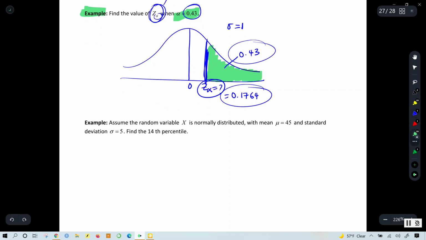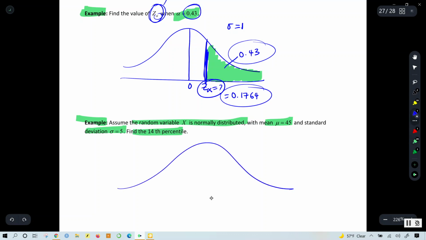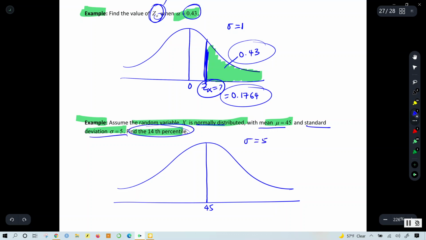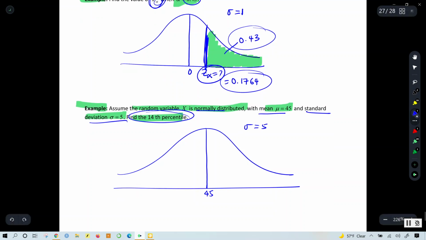Then the next example. Assume that the random variable x is normally distributed with a mean of 45 and a standard deviation of 5. We have to find the 14th percentile. To find the 14th percentile in this case simply means, first of all, we draw the normal distribution. The mean is 45. The standard deviation is 5. We want to find the 14th percentile. The 14th percentile is this number, such that the area below it is 14%.